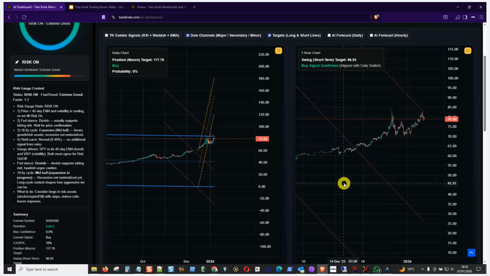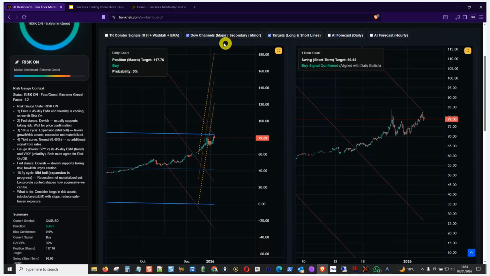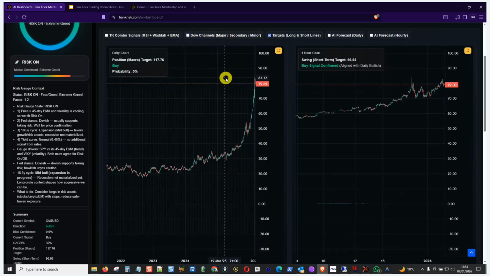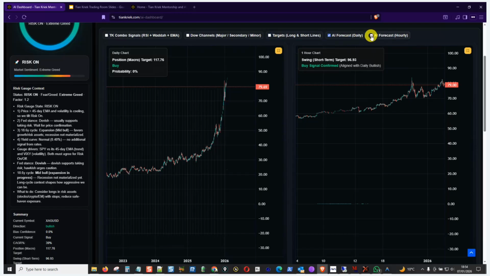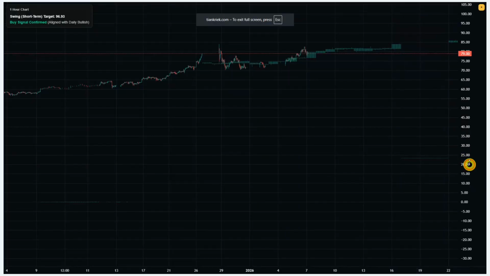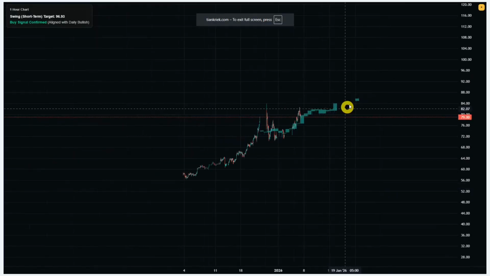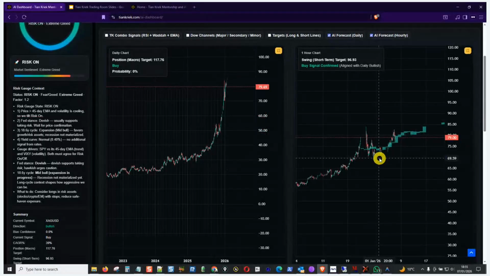The technicals aren't really telling me anything. If we had harmonic patterns here, maybe I could have seen something else there. Let's remove the targets and add the AI forecast. That's it. So it's just going to keep on drifting higher.